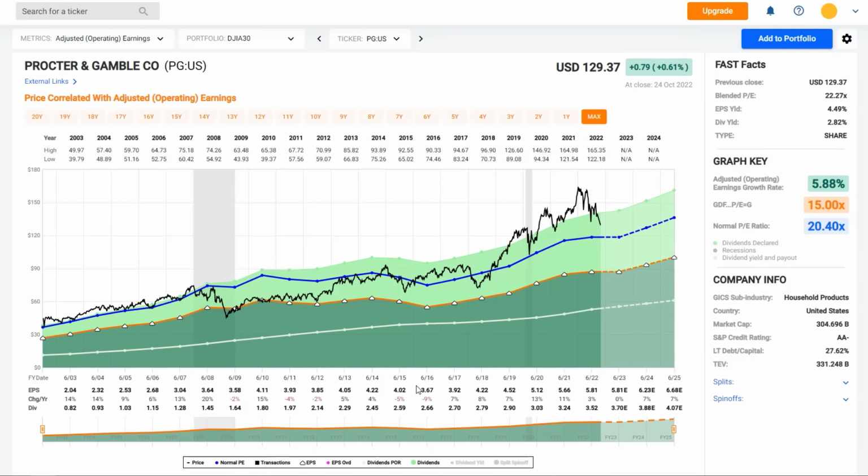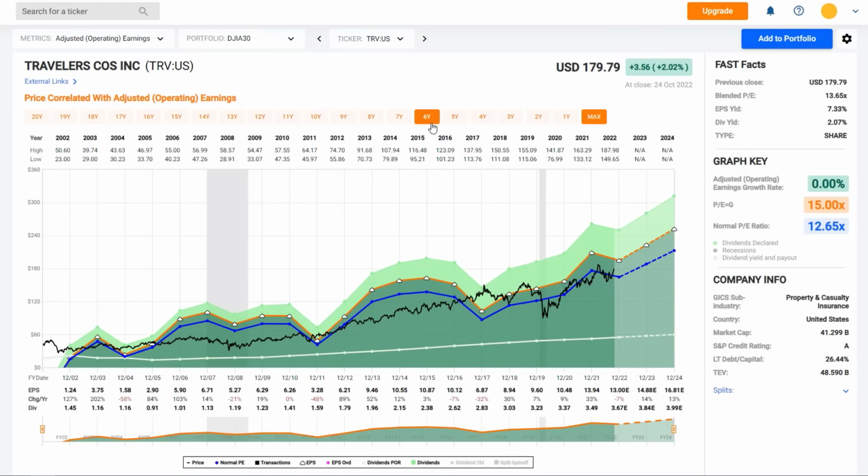Procter and Gamble is a similar story to Coca Cola. It trades at a premium valuation. It's coming back towards that valuation, but it's not quite there yet. It does offer a 2.8% dividend yield, but I'd like to see the yield be a lot higher and the valuation a lot lower. It is AA minus rated with a 27.6% debt to capital ratio, which is very good.